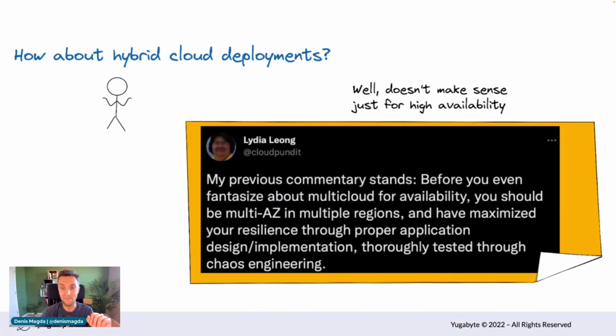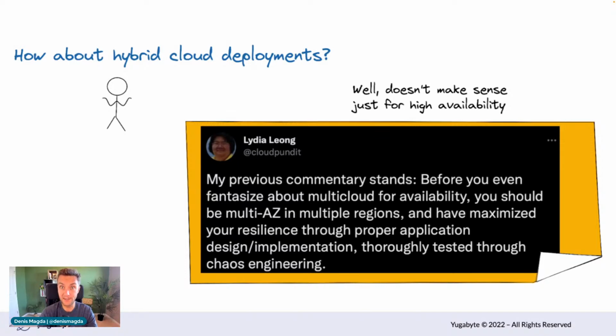Another frequent question that I'm asked whenever we have this discussion about geo-distributed applications and high availability: how about hybrid cloud deployments? If, let's say, Denis, you're telling me that cloud regions fail and cloud availability zones go down, then should I deploy across multiple cloud providers? And I share the opinion of Lydia Leong. She's a wonderful analyst. She said that before you even fantasize about multi-cloud for high availability, you should be multi-AZ in multiple regions and have maximized your resilience through proper application design and implementation.